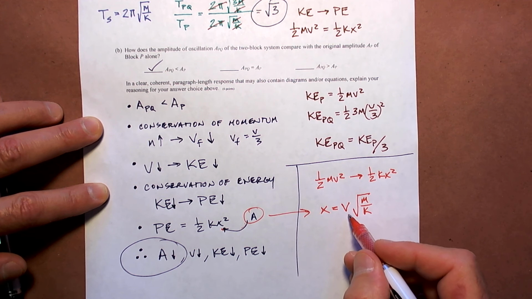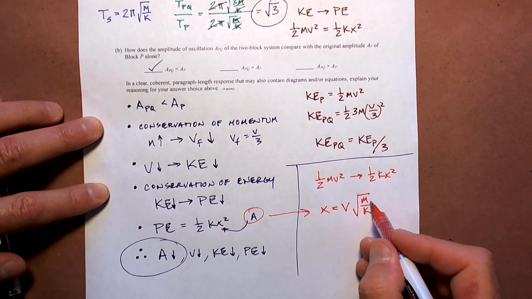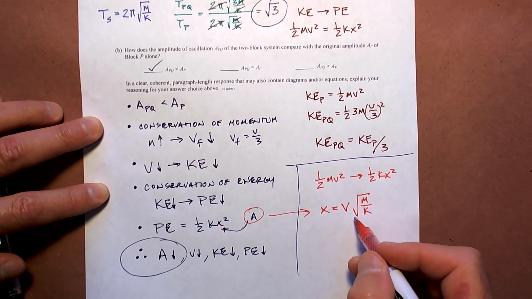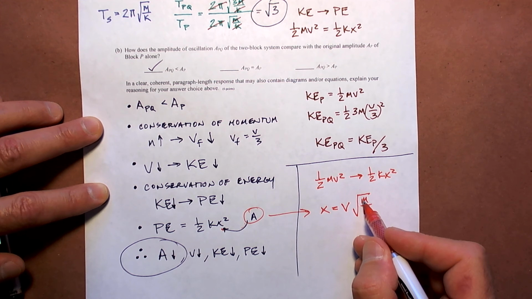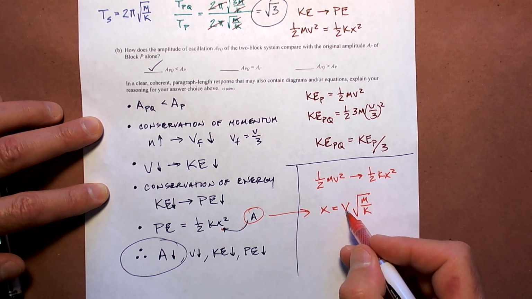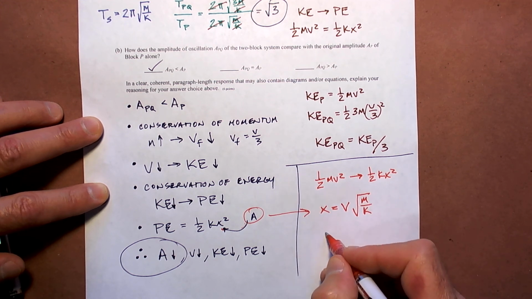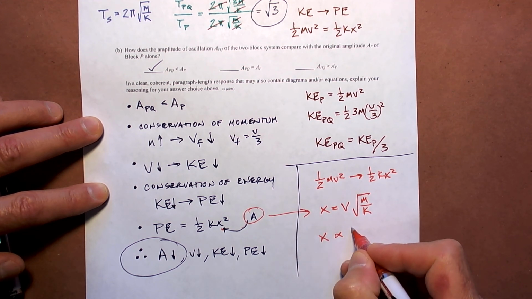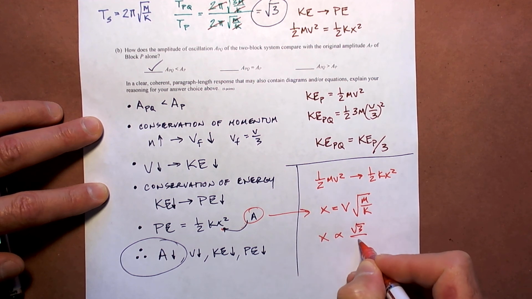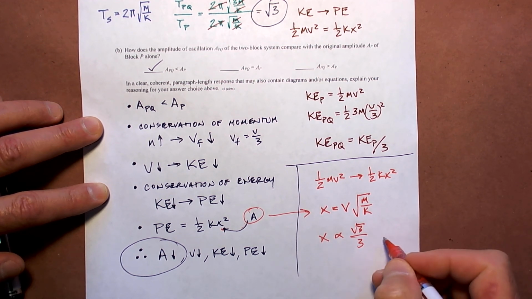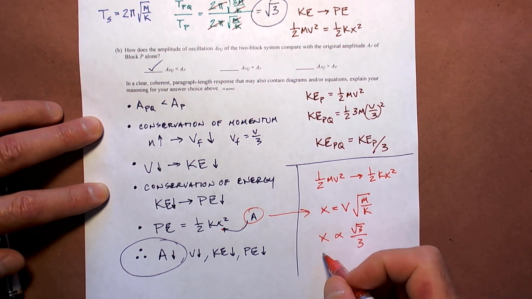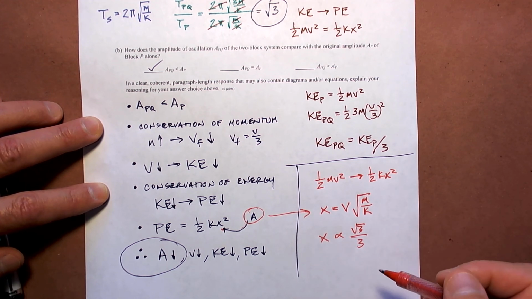Now we know the v is smaller, it's 1/3 of the original v. We also know the mass is bigger. So if this is 3m under the root because the mass has gotten bigger, but the new velocity is 1/3, then x is going to be proportional to root 3 over 3. Well, root 3 over 3 is somewhere in the neighborhood of 0.5 or a little bit more. So that means the new amplitude is going to be around half or so of the original amplitude.